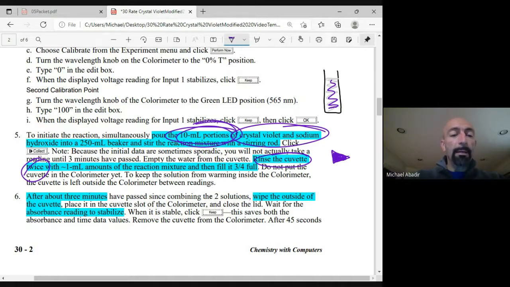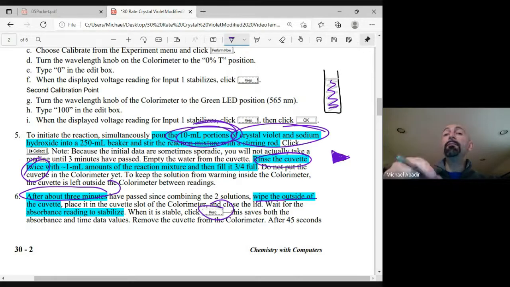So after about 3 minutes, you're going to wipe the cuvette again with the Kim wipe. You're going to put it in the colorimeter. You're going to look at the screen on your little handheld LabQuest. As soon as the absorbance stabilizes, you hit the button that says keep. You'll see this button right here. It says keep, and then immediately take the cuvette out and sit it on the counter.